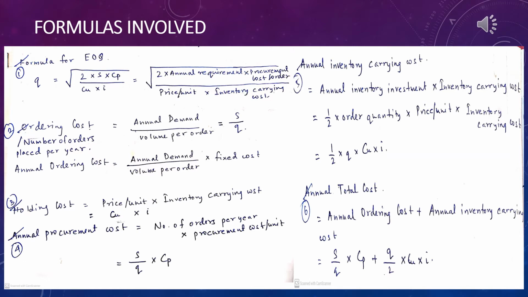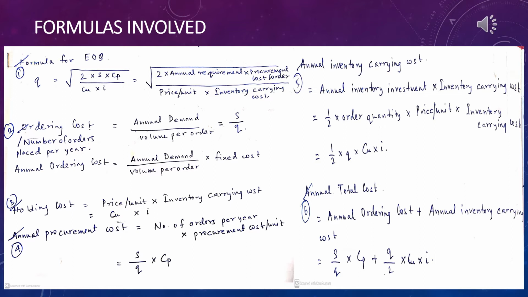Coming back to the formulas that are involved, though I have talked about the formula for EOQ at the top here, I'll start off with the ordering cost, or the number of orders placed per year. If we take annual demand to be S and volume per order to be Q, the number of orders placed per year is practically the annual demand divided by the volume per order. So that is definitely S by Q. Moving on to the holding cost here. Holding cost can be represented by price per unit into the inventory carrying cost. If we take price per unit to be CU and the inventory carrying cost to be I, so CU into I should give us the holding cost.